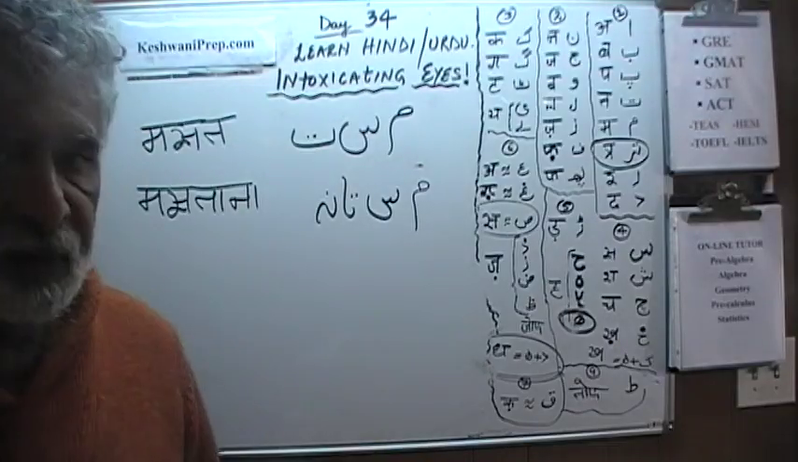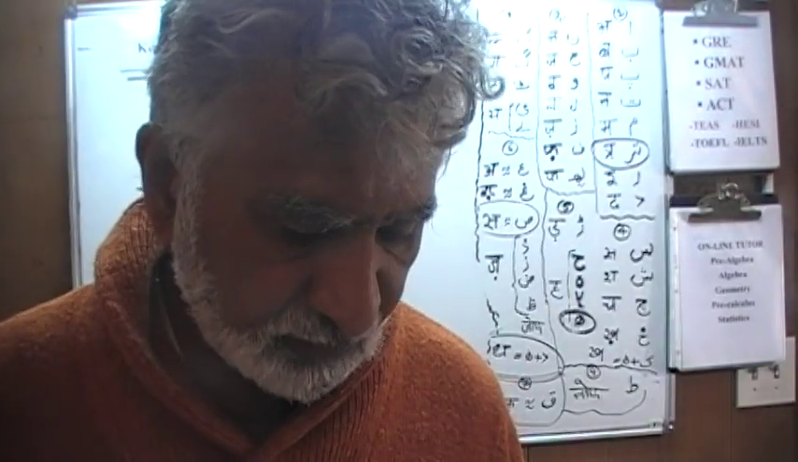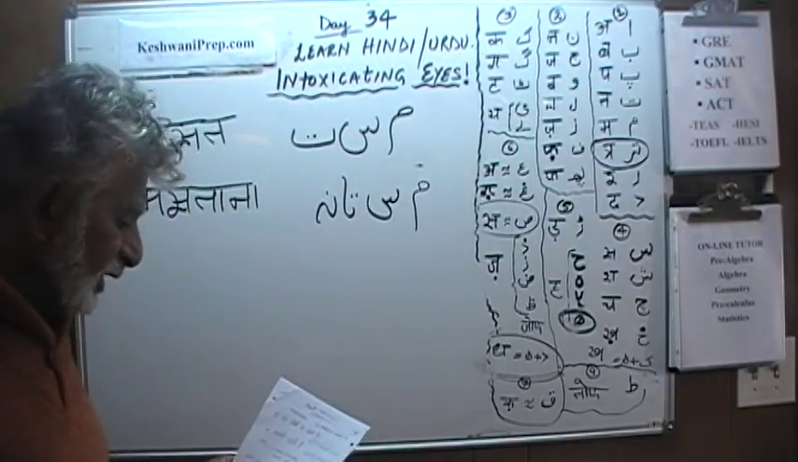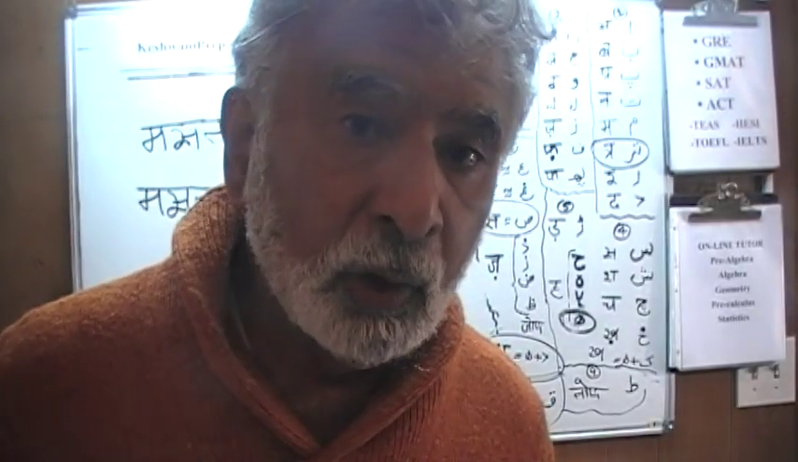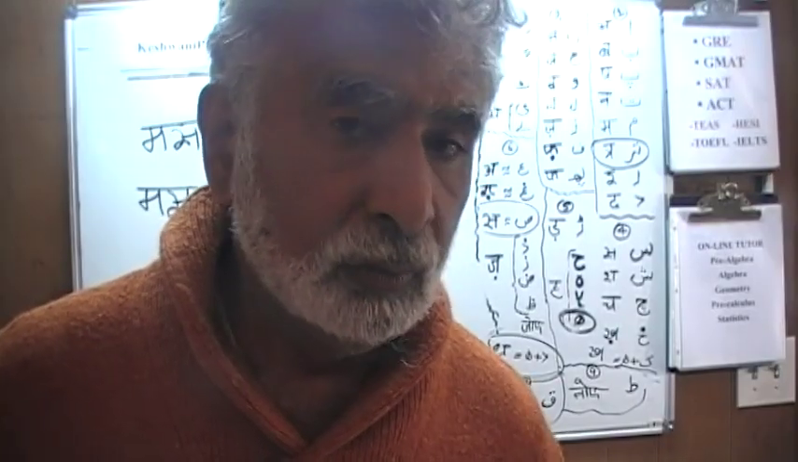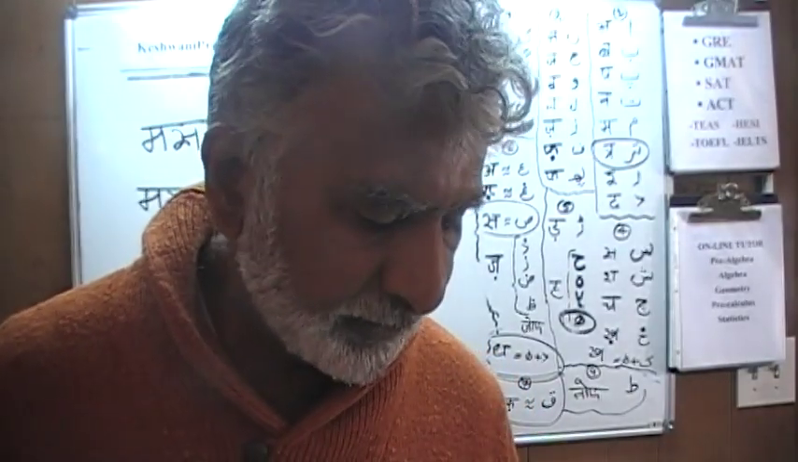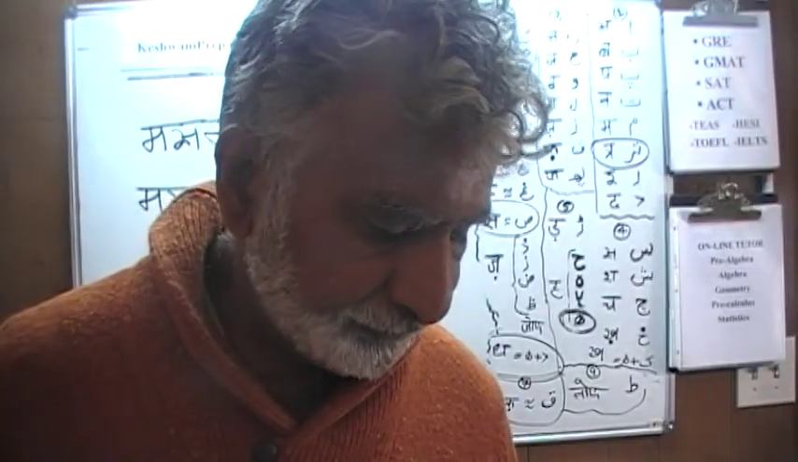Mastana means a person who is intoxicated. Mastana is an intoxicated person, a person who is drunk. The plural would be mastane or mastano. I'm not going to write everything down.